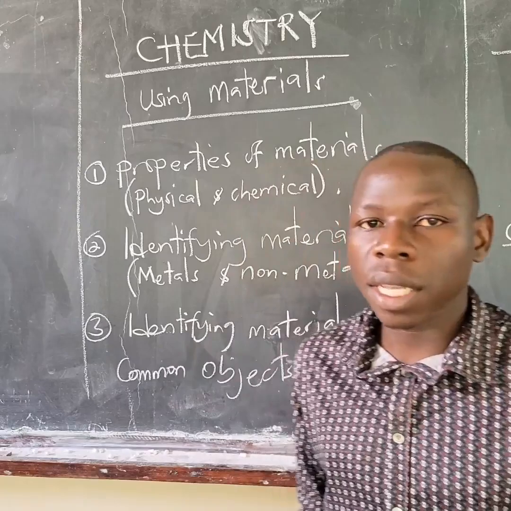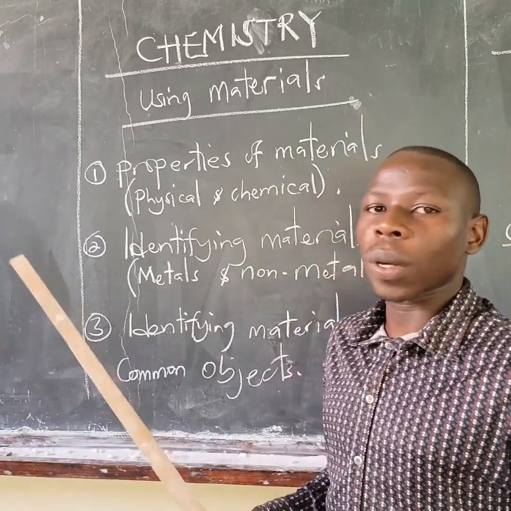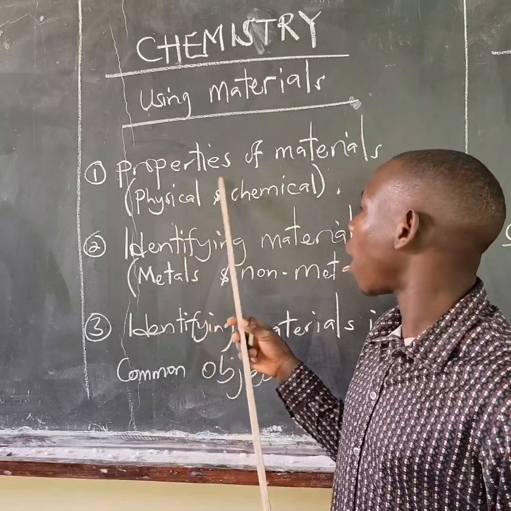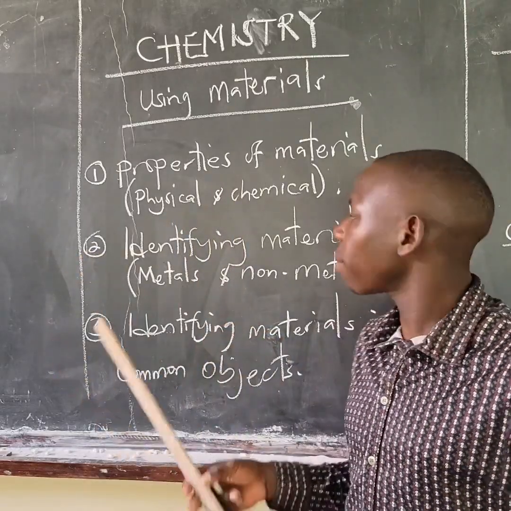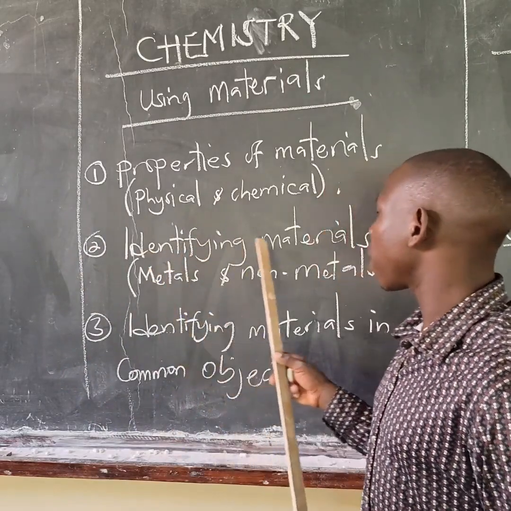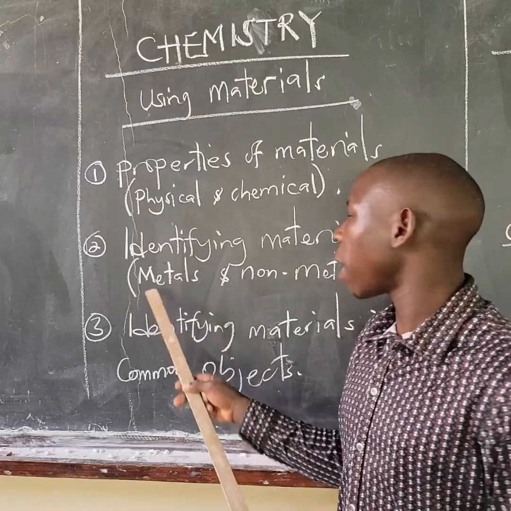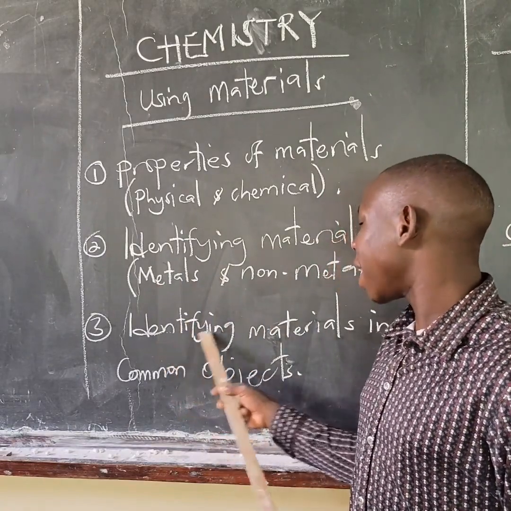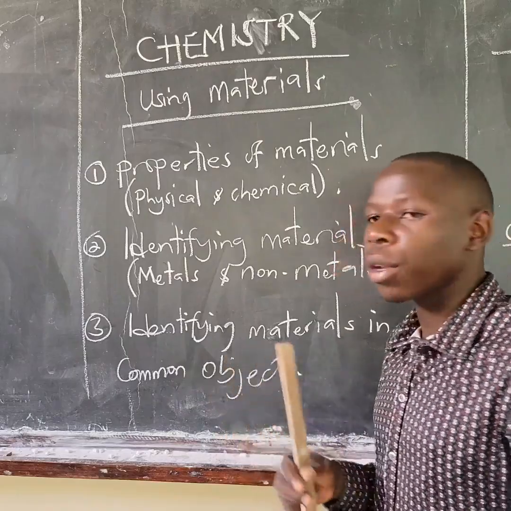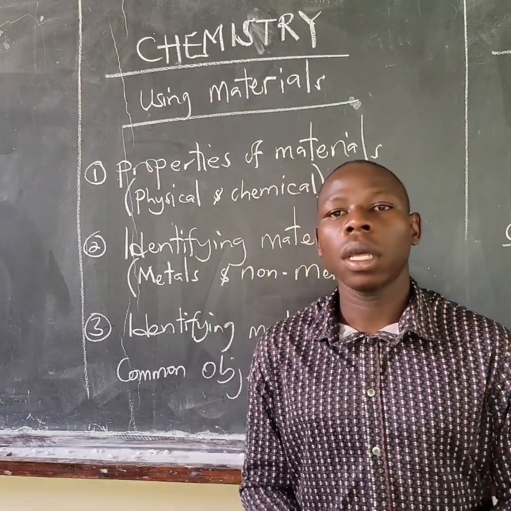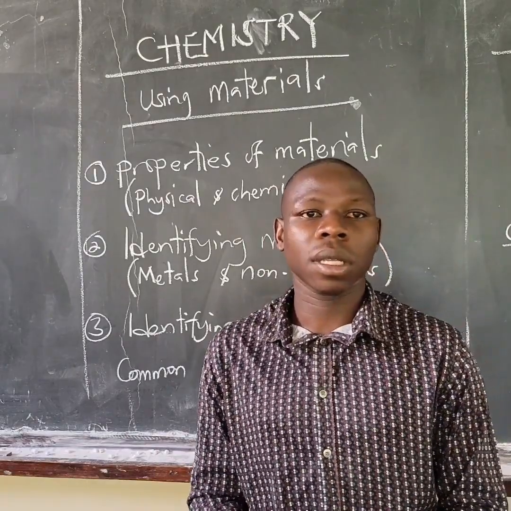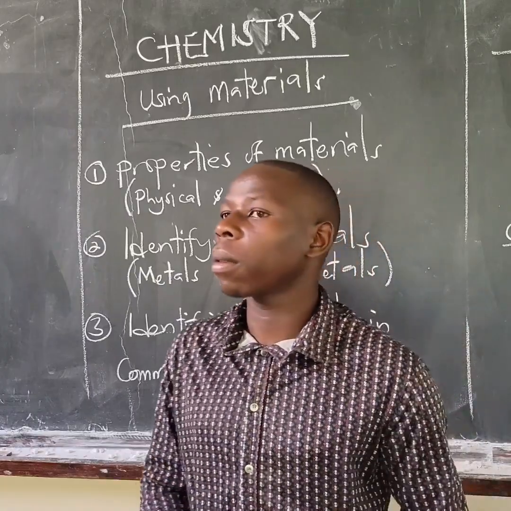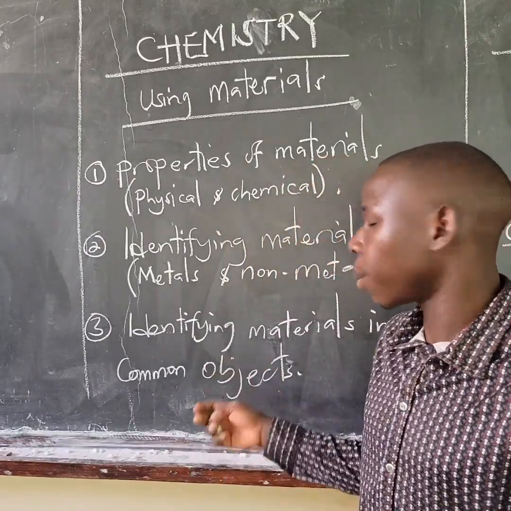And now, in this session, I want us to look at the properties of materials. Those will be the physical and chemical properties of materials. Then we shall look at identifying materials. We shall identify metals and even the non-metals. Then we shall have to identify materials in common objects. We shall get to know from which materials are some of the common objects that we always encounter in our daily life made from. And here we go.